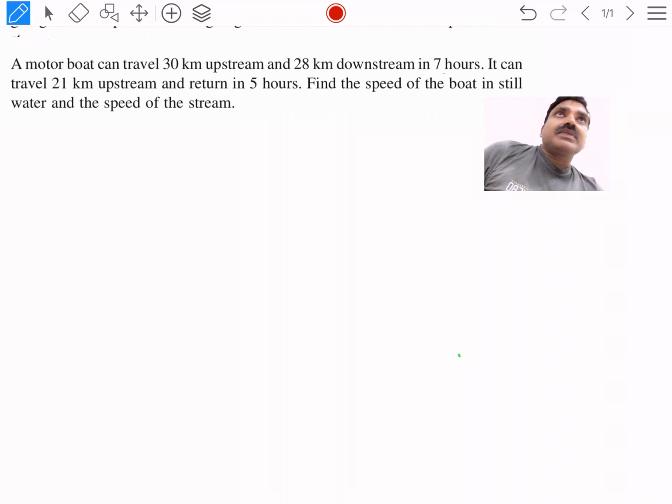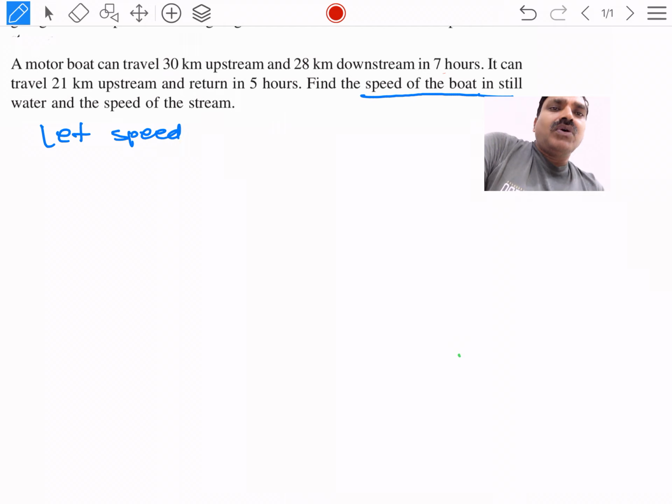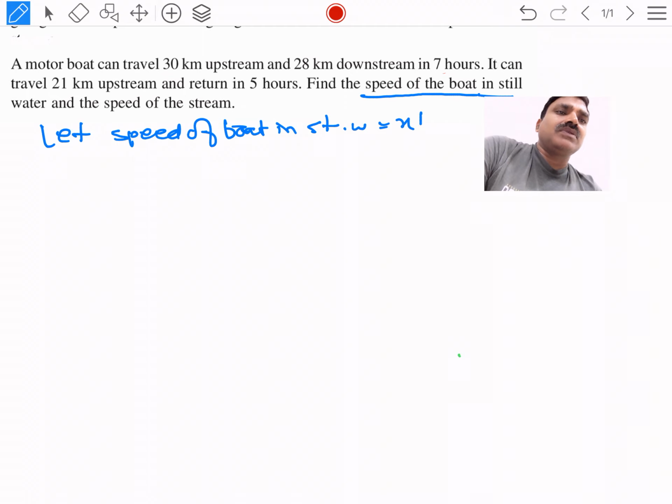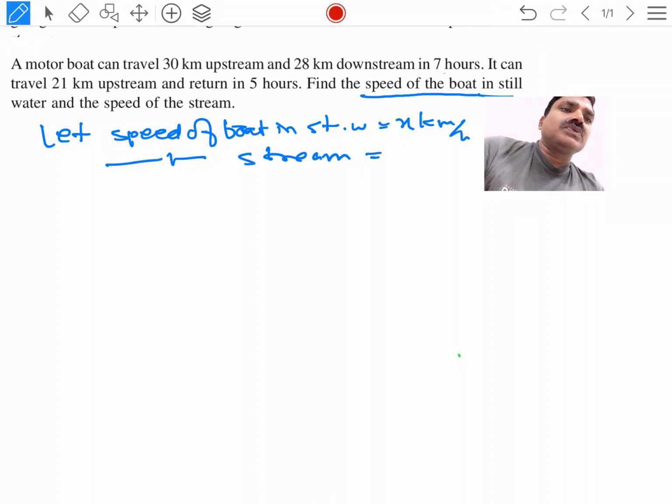So students, you have to first observe what we want to find. We want to find the speed of the boat in still water. So first we will let the speed of the boat in still water be equal to x kilometer per hour. Similarly, the speed of the stream is equal to y kilometer per hour. So actually these are our answers.